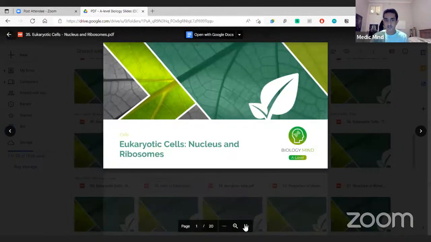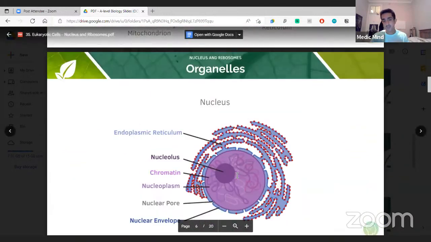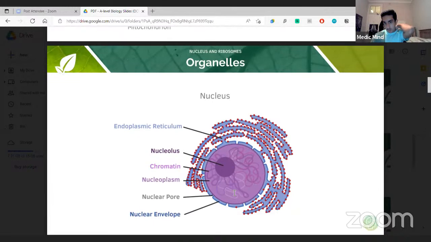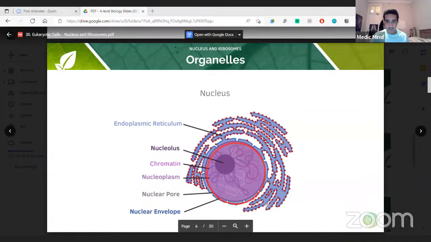So, starting with the nucleus and ribosomes. The nucleus is this overall spherical shape in the middle of the cell. It's made up of a nucleolus, which is surrounded by chromatin. There's a nucleoplasm, which is like a cytoplasm, but for the nucleus. It's a reaction medium, but only for the nucleus. And it is surrounded by a nuclear envelope. This nuclear envelope is the membrane that binds the nucleus and separates it from other structures outside.